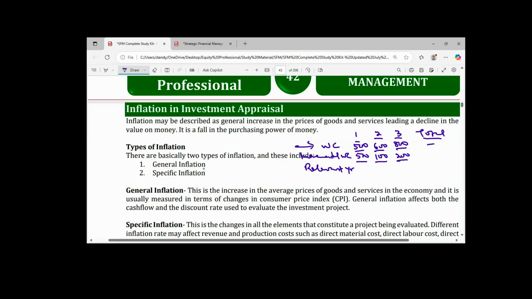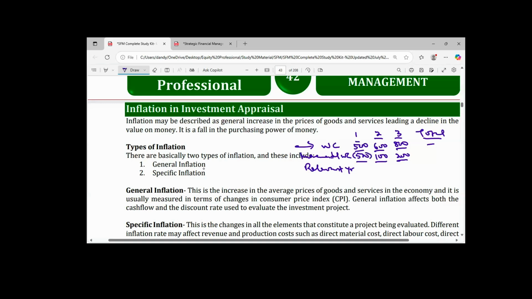The capital that occurs in year 1 of 500 should be treated as cash outflow in year 0, because the year before year 1 is year 0. The one that occurs in year 2 of 100 should be treated as cash outflow in the year before year 2, which is year 1. The one that occurs in year 3 of 200 should be treated as cash outflow in the year before year 3, which is year 2.